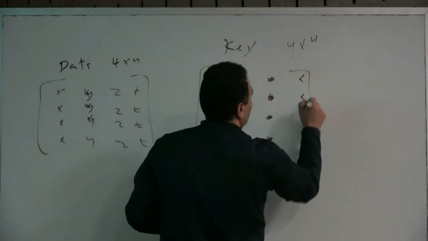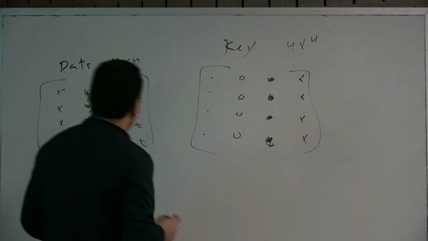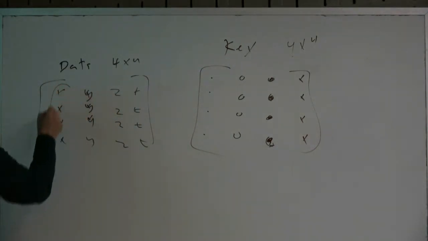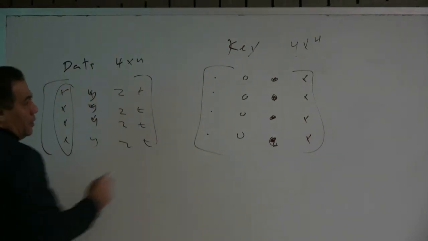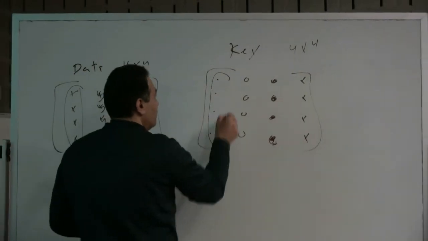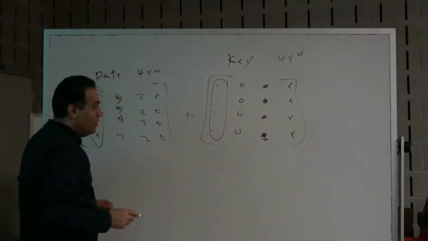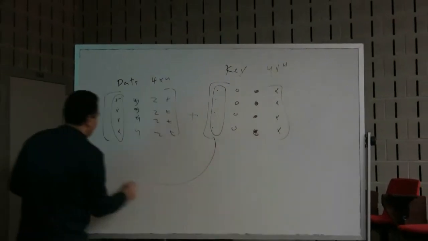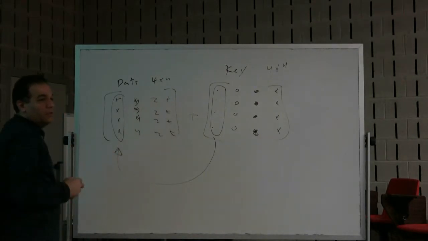Okay, 1, 2, 3, 4. Right? So you take the first column in here, you add it with this column, and the result, where do you replace it? In the first column. That's it.